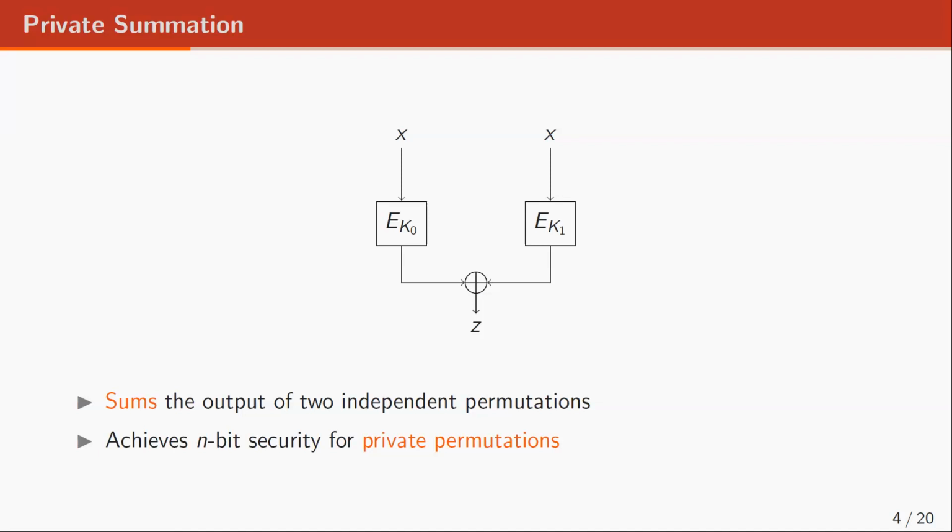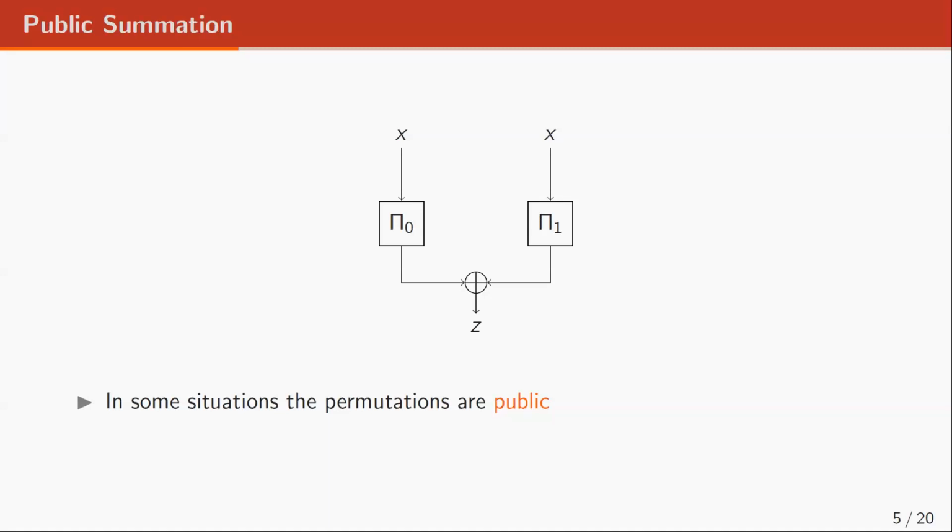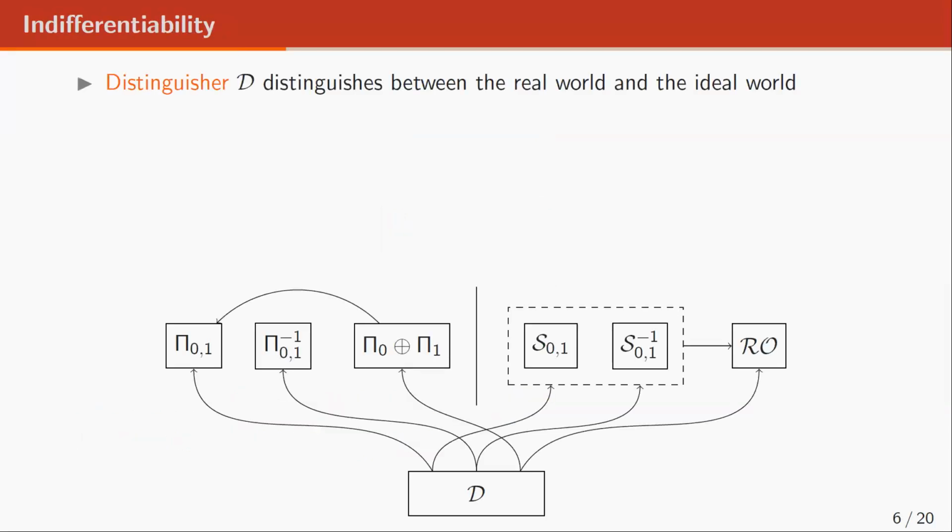If these permutations are private, as in the case of a block cipher, then this achieves 2n/3-bit security. But in some cases, these permutations are public, so we move to pi 0 and pi 1, and the adversary also knows these permutations. In this case, it gets more complicated, and we have to move to the indifferentiability setting to prove security. So I will now quickly explain the indifferentiability setting. It is a distinguishing game where a distinguisher D tries to distinguish between the real world and the ideal world.